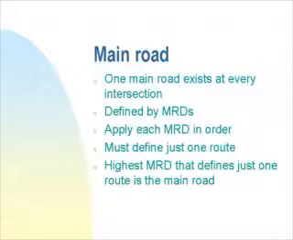We've already talked about the fact that a main road exists at every intersection. You're going to know where that main road is by applying these particular rules that are in this order. You start down the list starting at 3.1, and the one that defines just one route is the one that tells you where the main road goes. You start at the top and you work your way down.